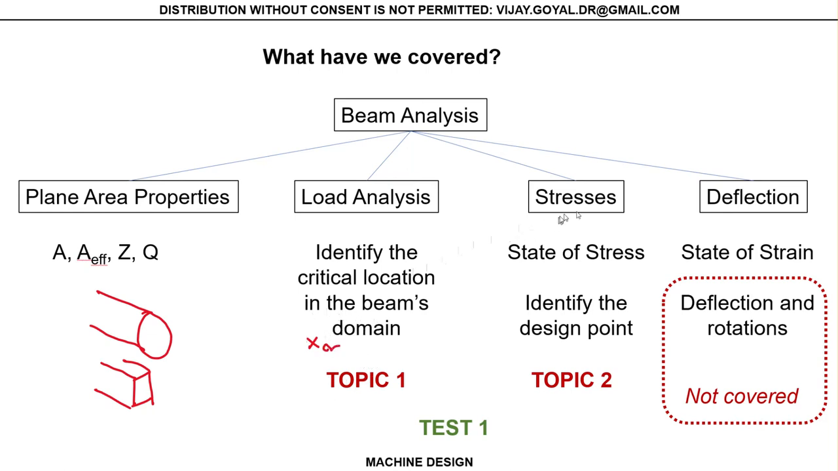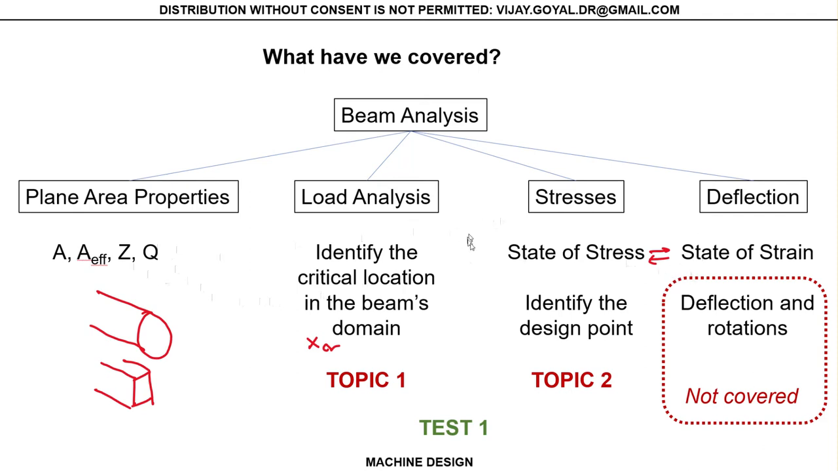We also went to stresses. Using this information, we calculated the state of stress. From the state of stress, we identified your design point. That was your topic number 2. And we also found what your state of strain was. And we related the state of strain to state of stress. We went one way and the other, and it's possible to do that, right?